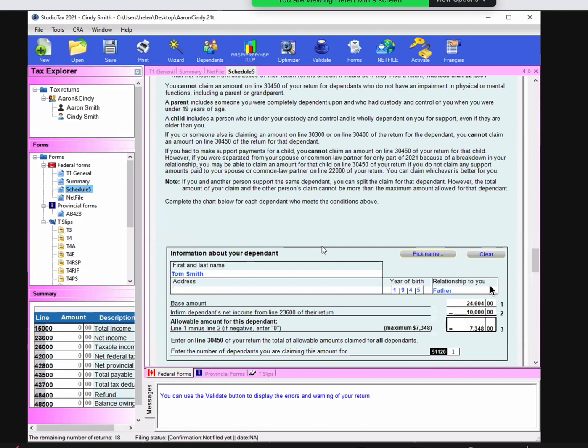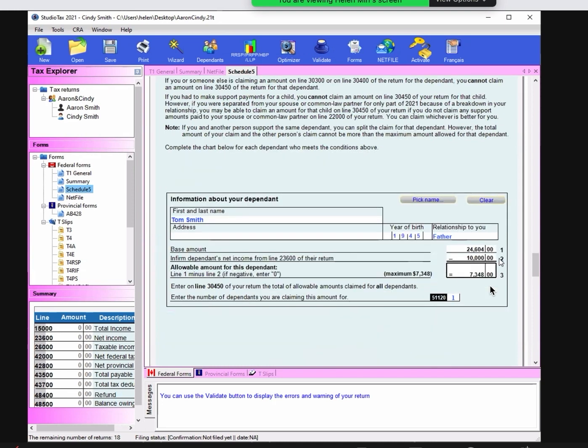The electronic system is very good. The system automatically fills up this line: Tom Smith, the date of birth, then father. If Tom is Cindy's father, then you put it here. Then line 2 is subtract 14,000, the net income of Tom being 10,000, so the maximum is 7,000. They won't give you 14, it gives you 7,000.